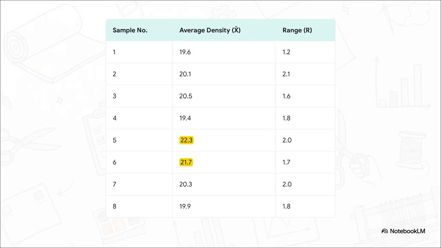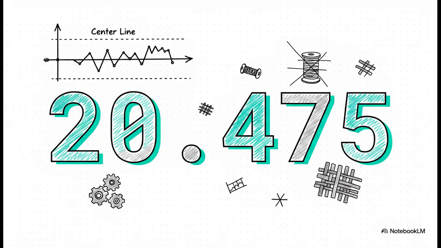Here's some real-world data to show you what I mean. An engineer is tracking what's called linear density, which is basically just a fancy term for the thickness of yarn. They've taken 8 samples, and for each one, they've calculated the average and the range. You can already spot something fishy with samples 5 and 6, can't you? Those averages look kinda high. So the very first thing you do is calculate the average of all your sample averages. This becomes the center line on your X-bar chart. It's basically the historical average, the bullseye for your process. In this case, that number is 20.475.